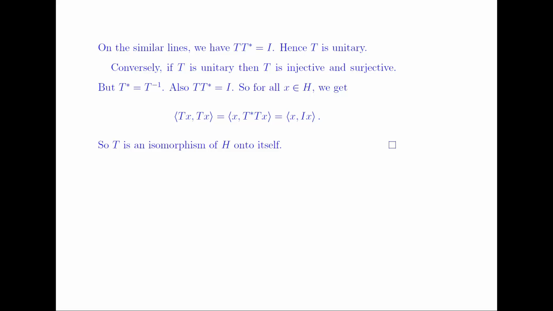Now we have to prove the converse part. If T is unitary, then we know that T is injective and surjective, and T star is equal to T inverse. Also T T star is equal to I. So for all x belonging to H, we get the inner product of Tx comma Tx is equal to the inner product of x comma T star T x. We know that T star T is equal to I because T is unitary. Hence the inner product of Tx comma Tx is equal to the inner product of x comma x. So T is an isomorphism of H onto itself.